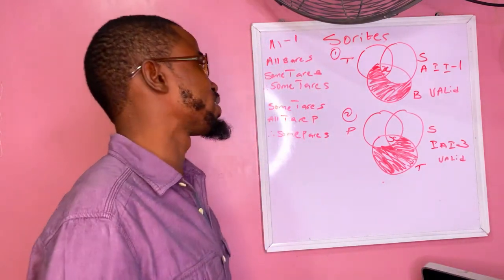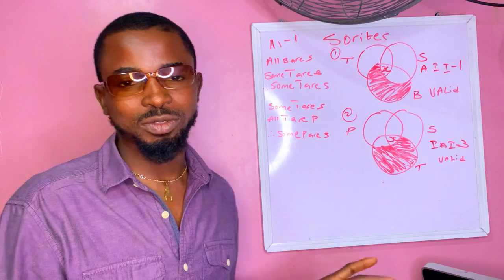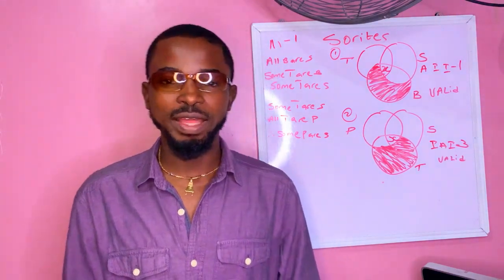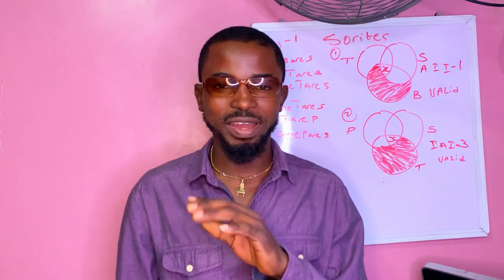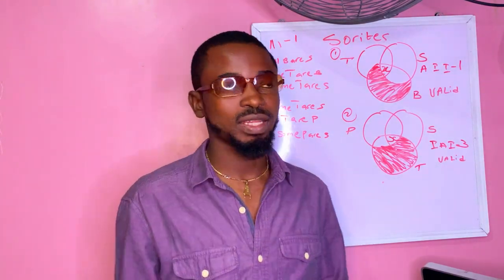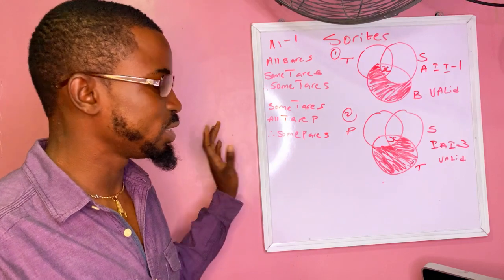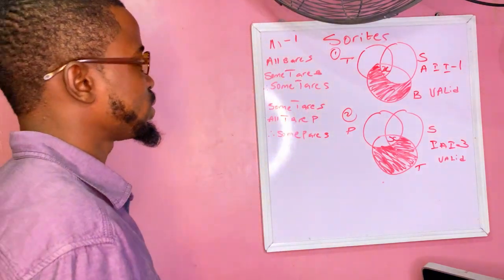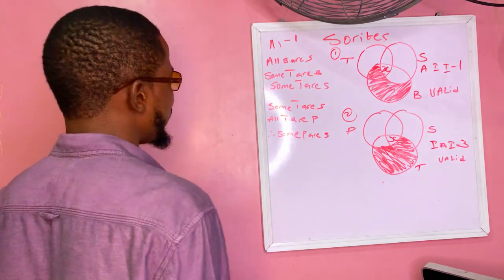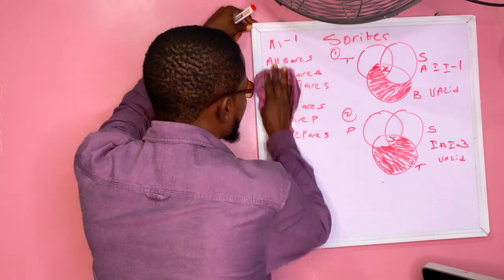So that means this particular argument is valid. That SORITE is valid. A SORITE is only valid when all the syllogisms inside that SORITE are valid. As long as there is one that is invalid, then the whole SORITE is invalid. So if the two of them are valid, then the SORITE is valid. So let us give another example of another SORITE to test the validity or invalidity again.